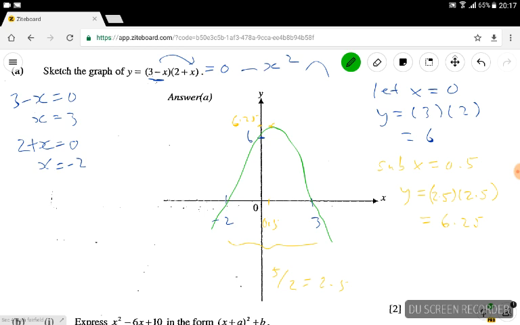This is using the normal factorization way. It's not the complete the square. Alright? Complete the square is part B. That's 2 marks. So you can try the next one.